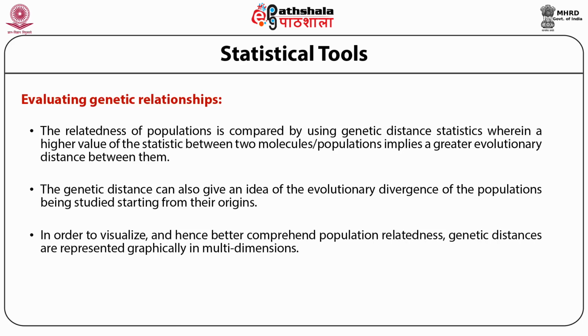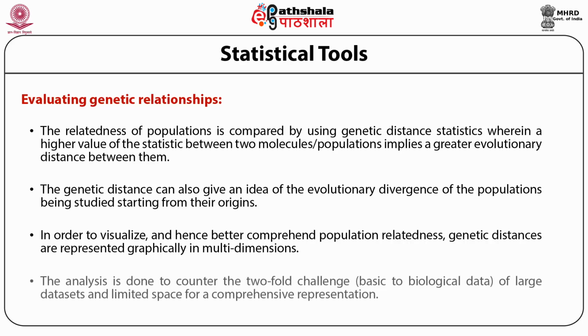Genetic distances are represented graphically in multiple dimensions. Information available from a large number of loci is reduced into one or a few components that can explain most of the variability using multivariate analysis. Jombart et al. 2009 use the phrases ordination in reduced space and multivariate analysis interchangeably and quite correctly. The analysis is done to counter the twofold challenge that is basic to biological data: large data sets and limited space for comprehensive representation.